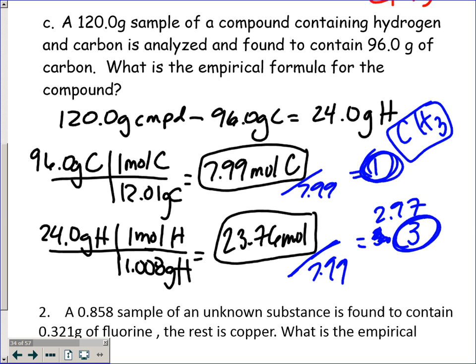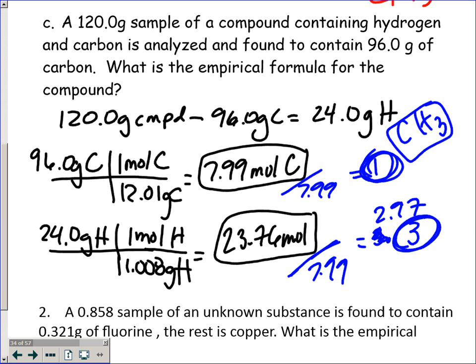I did something different. I found the percentages. I did 96 over 120 and 24 over 120, and got 80/20. Then you assumed a 100-gram sample. What'd you do after that? Well, that would be 100% of the 120. And then I divided 80% by the mass of carbon, and got 6.66.